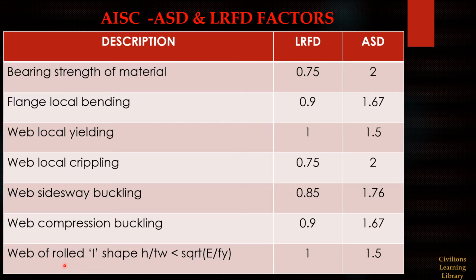For web compression buckling, LRFD value is 0.9 and ASD value is 1.67. For any kind of I sections, built up or even rolled I sections, if h by tw of the web is less than square root of E by Fy, then we have to use the LRFD factor value of 1 and the ASD value of 1.5.